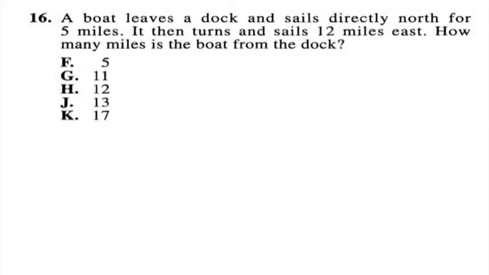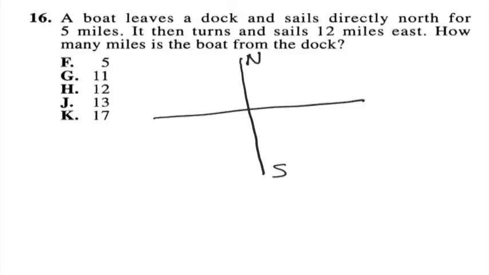We're going to start with this problem. First of all, it tells us that a boat leaves a dock and sails directly north for 5 miles. It then turns and sails 12 miles east. How many miles is the boat from the dock? So this one immediately tells us that we're working with an XY coordinate plane, remembering that our north and south are the y-axis and our east and west are going to be the x-axis.